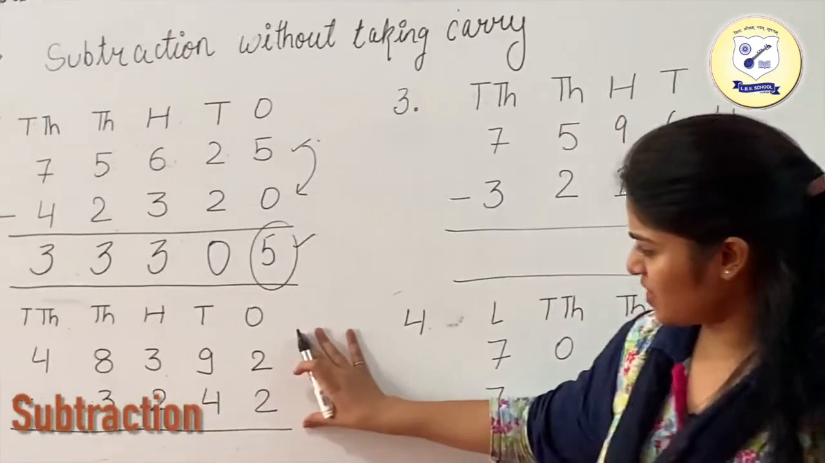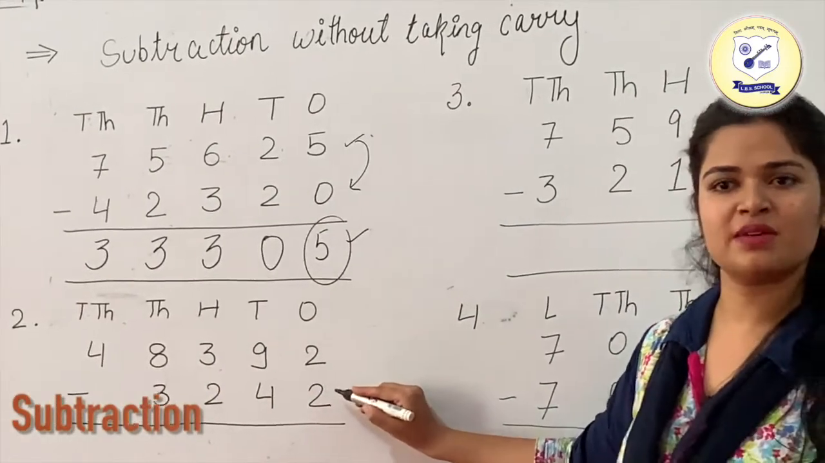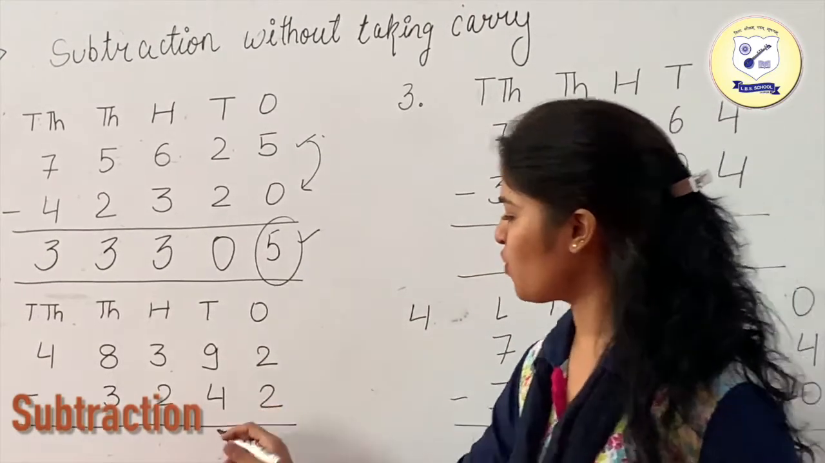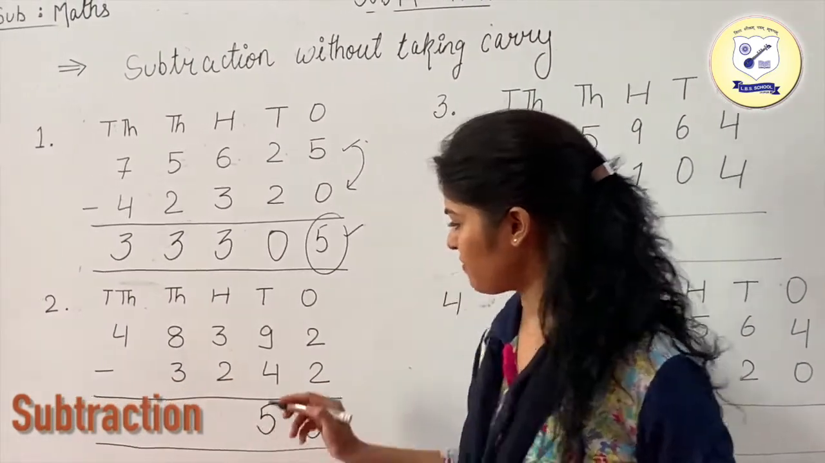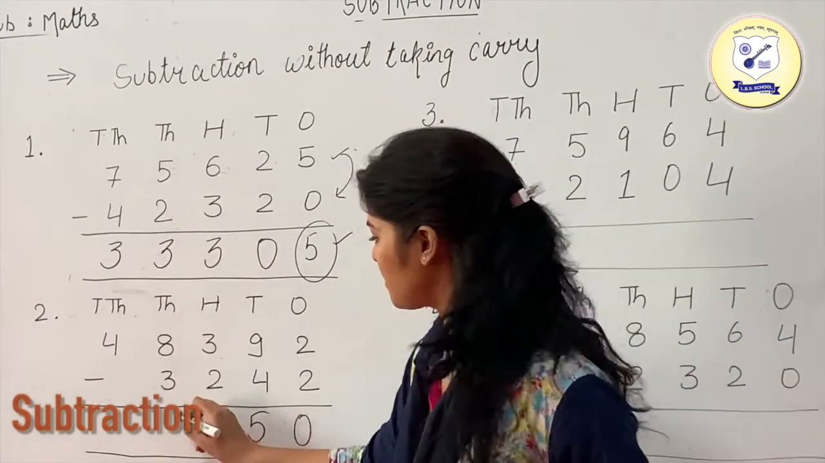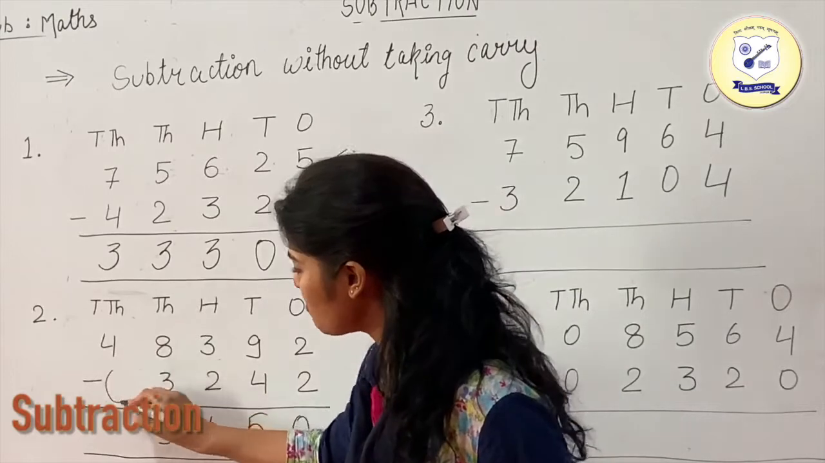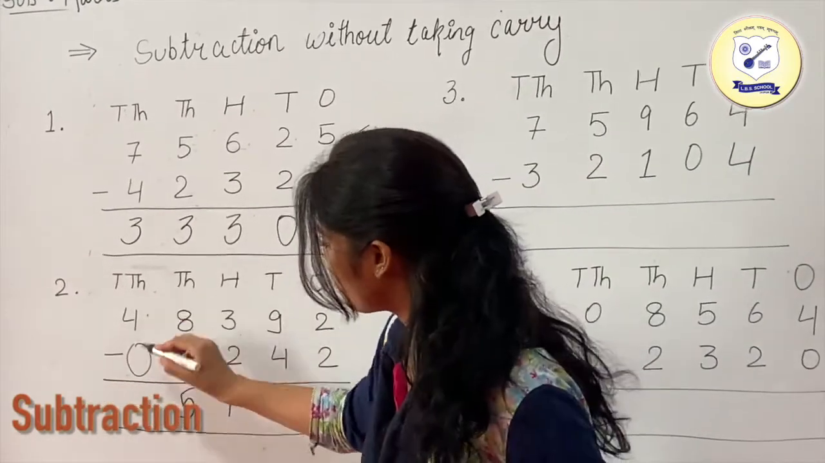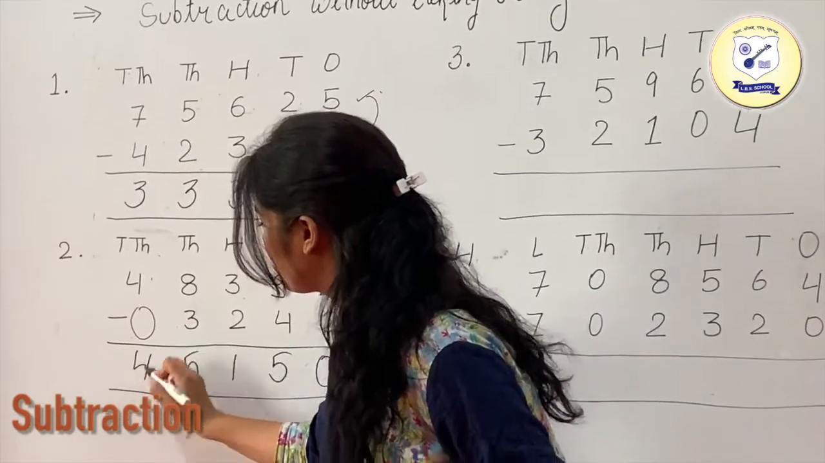Now this one is your second question. 2 minus 2 is, if you are subtracting the same numbers, then your answer would be 0. 9 minus 4 is 5. 3 minus 2 is 1. 8 minus 3 is 5. And since there is no number, you can consider it as 0, or you may take it as blank. So 4 minus 0 would be 4.